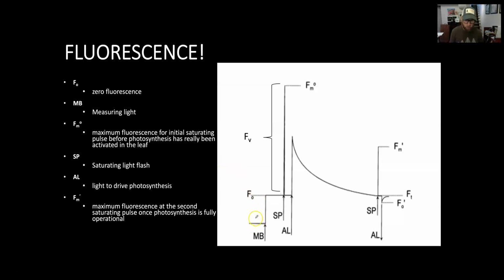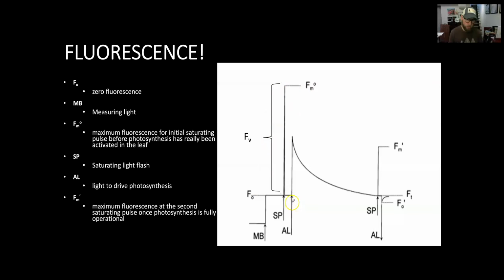So this would be our starting point. Here they've turned on, oh, they do call it MB. We also call it ML. But anyway, so this low level light turns on, brings it up to F sub 0. This is our baseline. Here's that saturating pulse of light. So that's our maximum fluorescence. And again, I mentioned that F sub V is that difference between FM and F0.